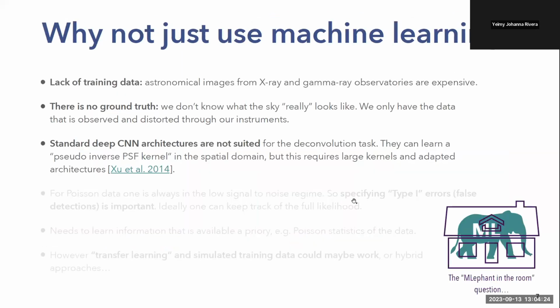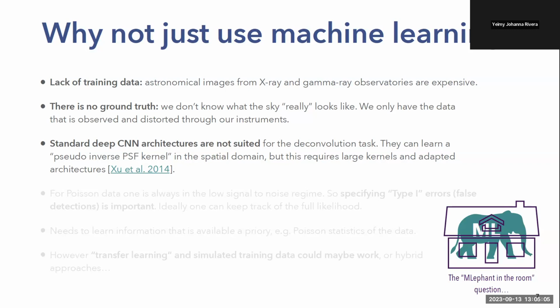So here's the elephant in the room question: why not just use machine learning? We now have all these nice methods that can sharpen images and denoise images. But the application we are looking for here is very specific, we are trying to apply it to astronomical data. So there's definitely a lack of training data. Astronomical images from X-ray and gamma ray observations are very expensive to get. There's also no ground truth. We just don't know what the image really looks like. We only have the data that we've observed, distorted through our instruments.